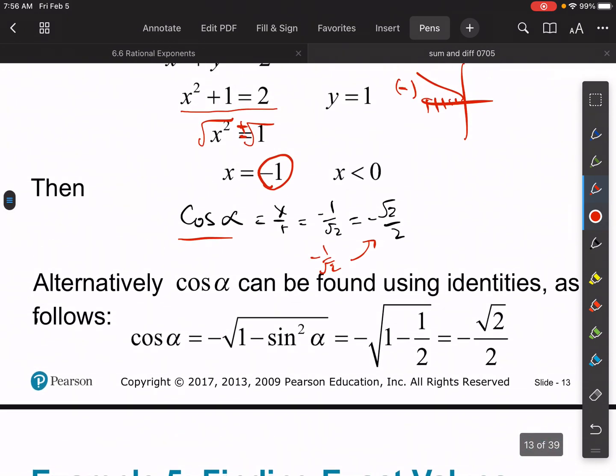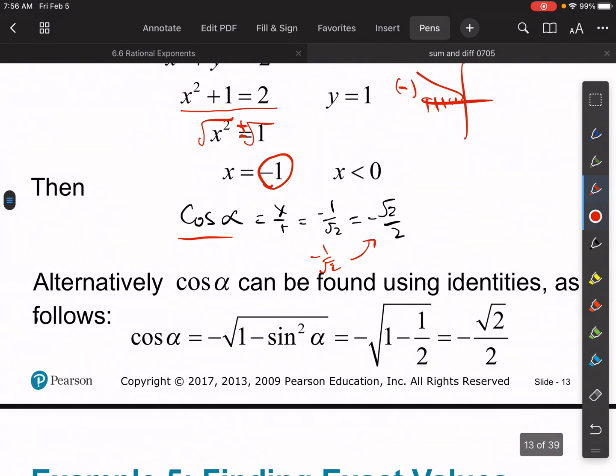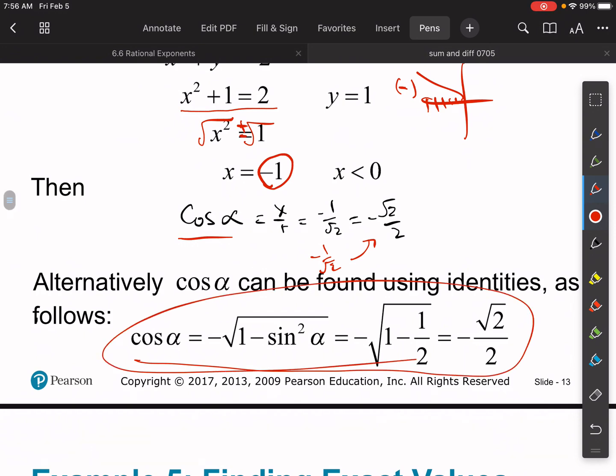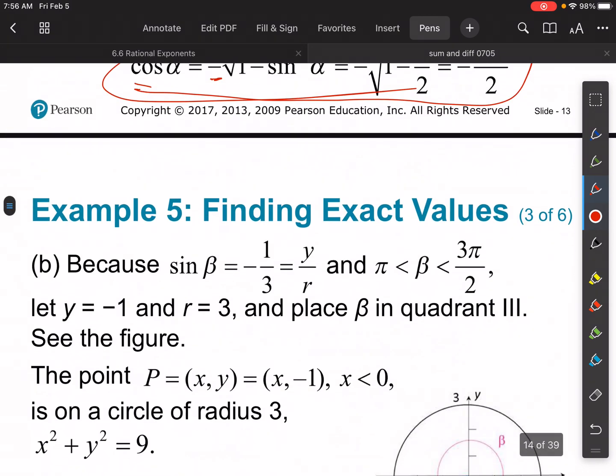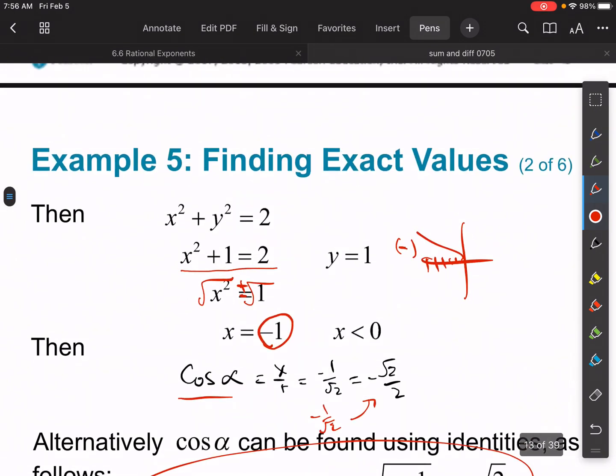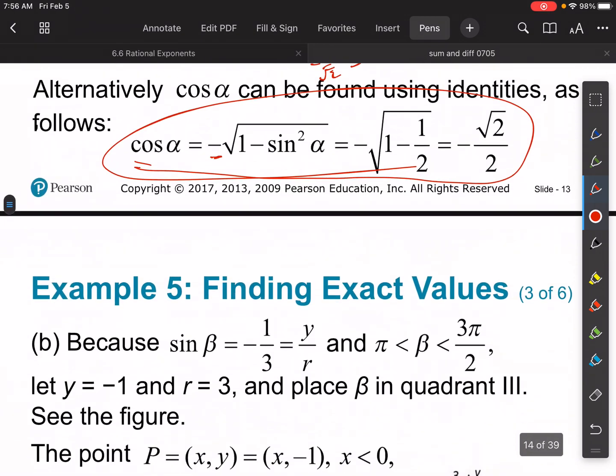And then they say alternatively we could use our identities here. We know that cosine of alpha is equal to negative the square root of 1 minus sine squared of alpha. We say negative because of where it is. They just basically solved for cosine in our identity that we've already talked about. I encourage you to do it the Pythagorean theorem way, but whichever way you want to is fine.